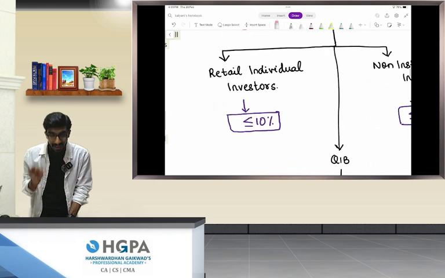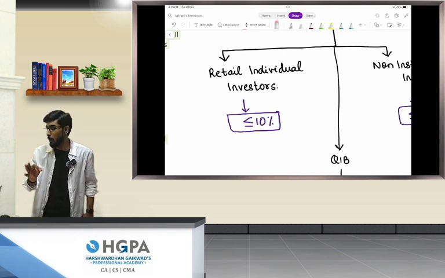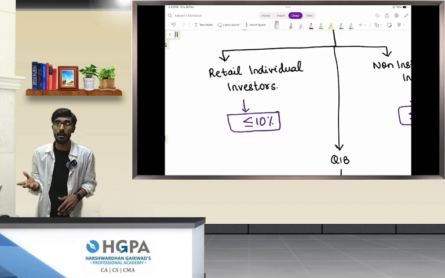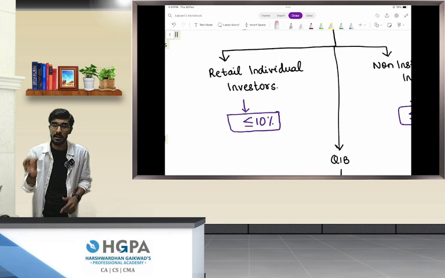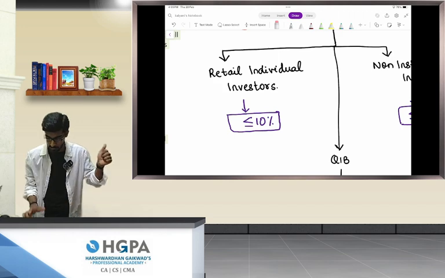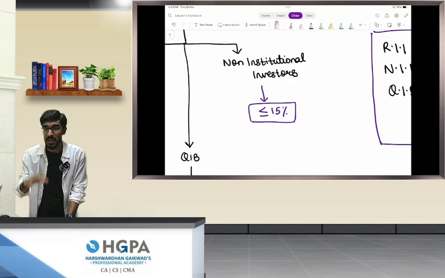Retail individual investors cannot be given shares more than 10%. If there is a lot of demand from the qualified institutional buyers, retail individual investors cannot be given more than 10%. In the same way, non-institutional investors cannot be given shares more than 15%.